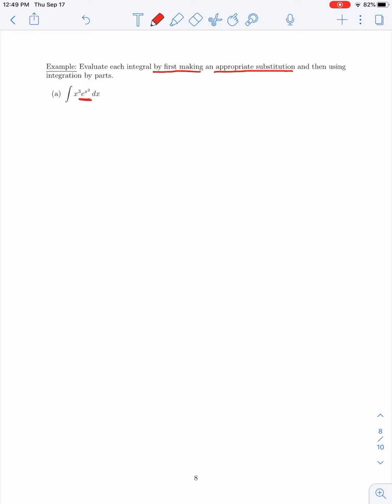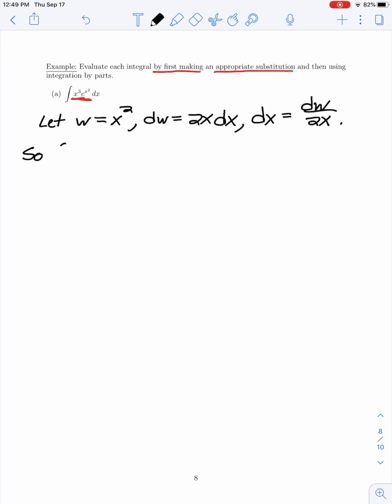Now, if we weren't given that direction, how do we know to make a substitution first? Well, by recognizing that our integrand involves a composite function. So let's start by making a substitution. I'm going to say let w equal x squared, the inside function in that composition, in which case dw would be equal to 2x dx. And so dx is equal to dw over 2x.